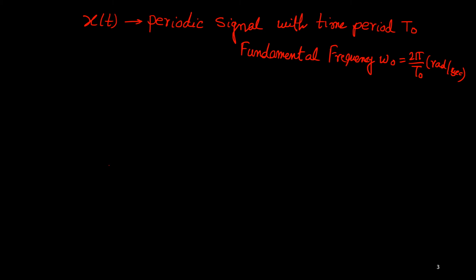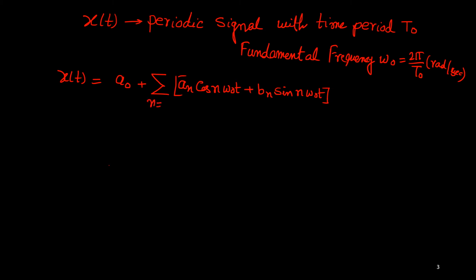So using Fourier concept, we can express this xt as the DC component A0 and AC components, those are sinusoidals, An cos n omega naught t plus Bn sin n omega naught t. And n will consider all integers starting from 1 to infinity. So this is our trigonometric form, and we can find these coefficients.